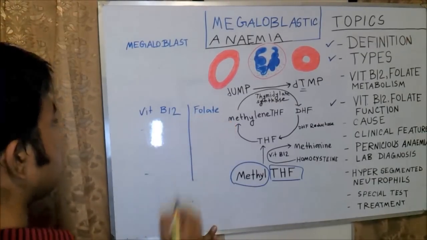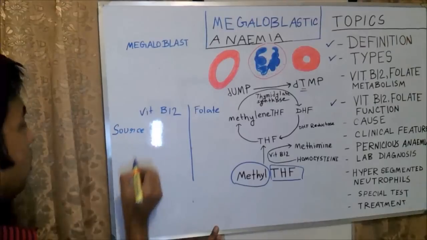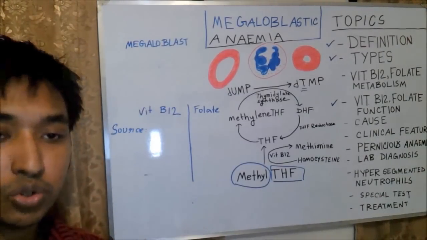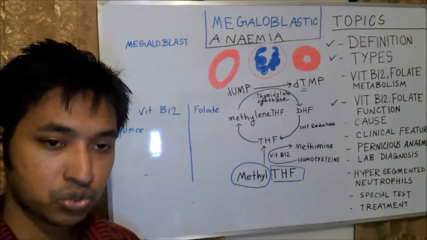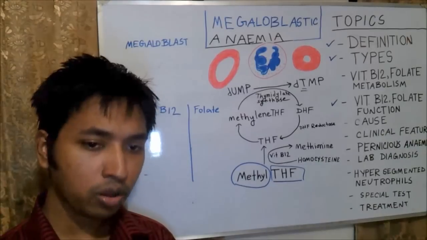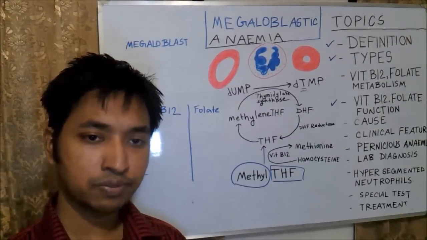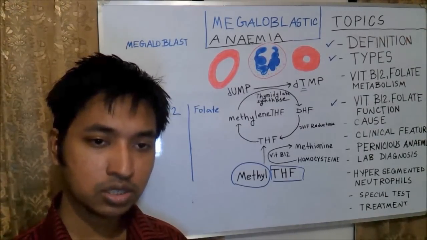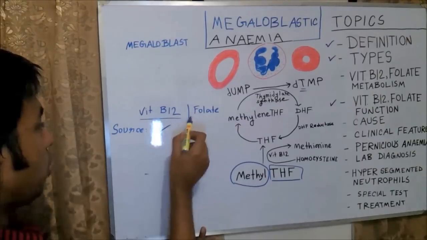First we have to know the source. Always remember, the source of vitamin B12 is animal source. It is found in animal proteins, for example in liver, kidney, heart, etc. Although a small amount is found in some other substances, for example in certain seafood like shellfish, and also in cheese and milk in minute amounts. So the main source of vitamin B12 is animal source.